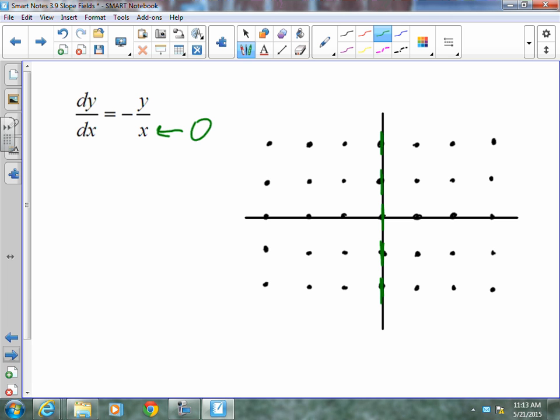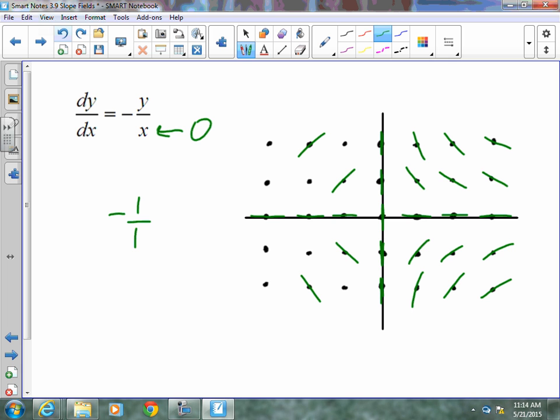So kind of look for trends. Anywhere where y is 0, negative 0 over anything is 0. Where y is 0, we're going to have horizontal slope. Then for the rest of these, we plug them in. Let's say we plug in 1, 1. We're going to get a slope of negative 1. And if we plug in all of these points, we're going to get slopes similar to this.